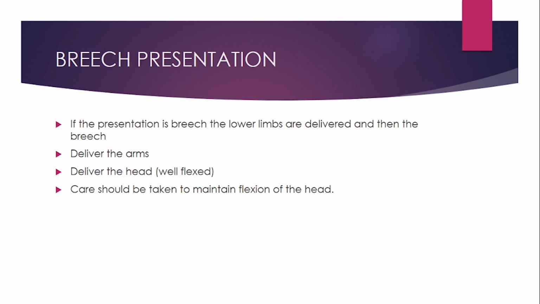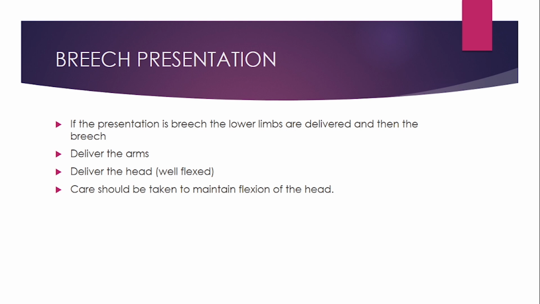So now, if the presentation is breech, I told you that we are talking about the special conditions now. If the presentation is breech, the lower limbs are delivered. We often say that once you can get one of the lower limbs, it is as good as the baby being out. So if presentation is breech, the lower limbs are delivered and then the breech is delivered. Then you deliver the arms, then deliver the head, make sure the head is well flexed. Then care should be taken to maintain that flexion. Yes, it may be well flexed, but you still need to maintain the flexion of the head.